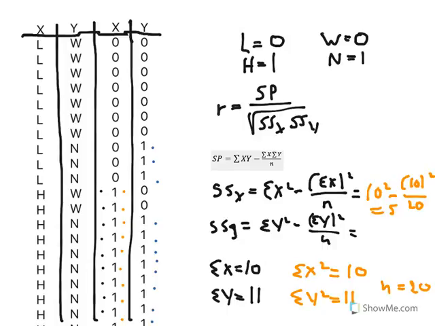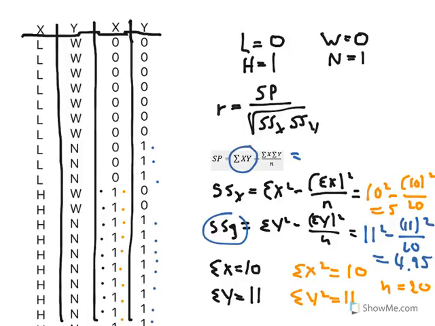We have 20 people, so we can just plug it into the formulas. For the sum of square x, we get 5. And for the sum of square y, we get 4.95. So it's just 11 squared minus 11 in parentheses squared, which is the same thing in this case, over 20, and that's 4.95 for the sum of square y. Now we can plug it into this formula, but we still need the sum of xy. So one more column here.